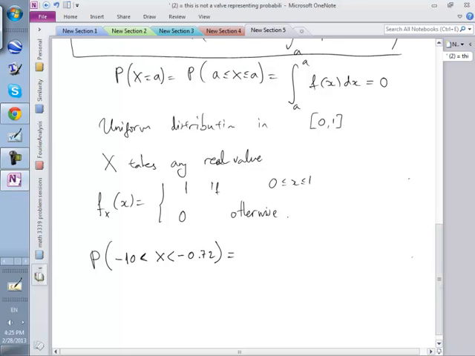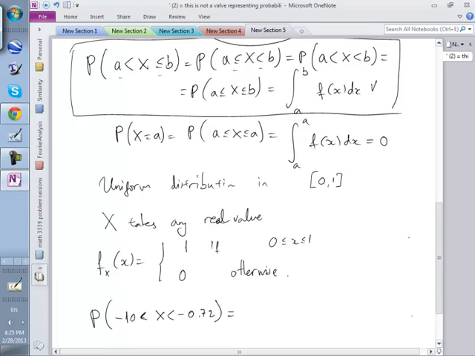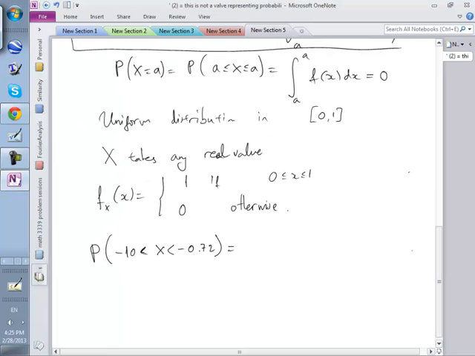Well, according to what we have here, that would be the integral of the density function between the endpoints. So that would be the integral from negative 10, I mean the negative half axis, so numbers go the opposite way.